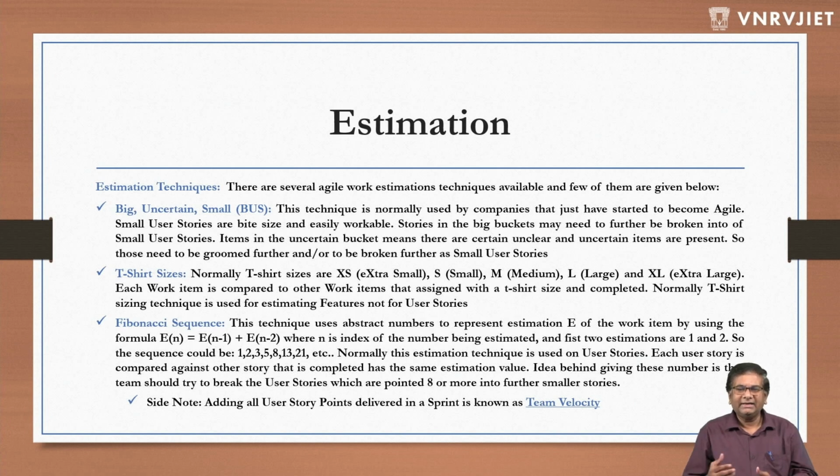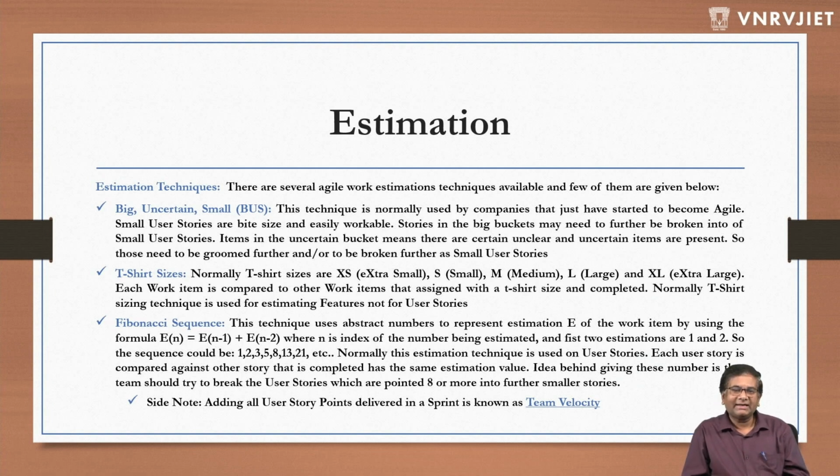This is where n is the index of numbering we used, and the first 2 estimations are 1 and 2. So the sequence could be like 1, 2, 3, 5, 8, 13, 20. You said this is just a Fibonacci series, right? So normally this estimation technique is used on user stories. Like I said, for user stories we use this.